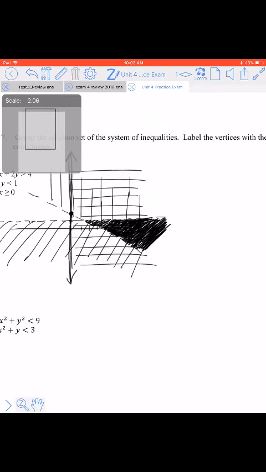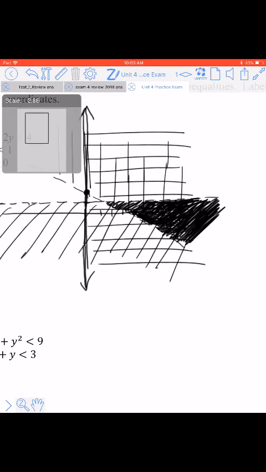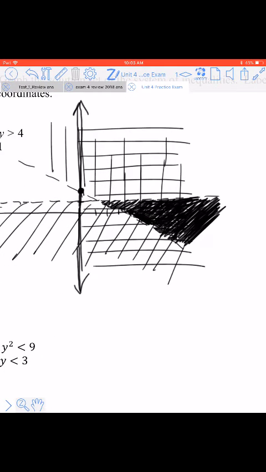It says label the vertices with the coordinates. The vertices, remember, is where on the shaded region the graphs intersect with each other. So right here we have an intersection here.